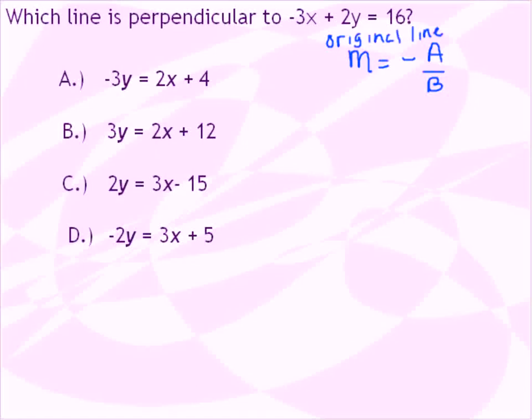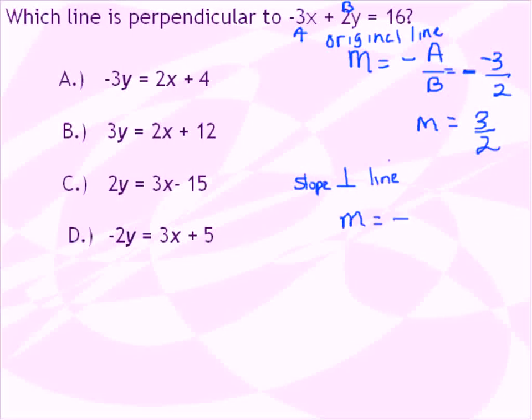So -3 is your a, 2 is your b. It's going to be the opposite of your a, which is -3, over your b, which is 2. So that becomes a positive 3 over 2. So the slope of our original line is positive 3 over 2. So the slope of the perpendicular line is going to be the opposite reciprocal, or -2 over 3.